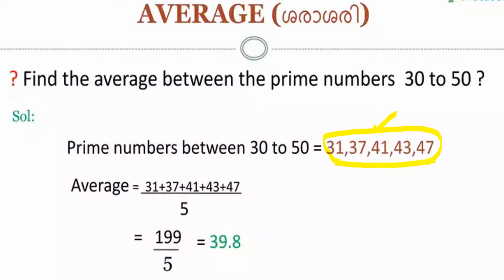So average is equal to 31 plus 37 plus 41 plus 43 plus 47 divided by 5. Why are we writing only these numbers? Because you will not see these numbers in any table other than the table of 1 and their own table. Maybe 1 times 31 is 31, or 31 times 1 is 31. You can see them in only these two tables. So those numbers are prime numbers. If you add those 5 numbers, you will get 199 divided by 5. Then the average is 39.8.